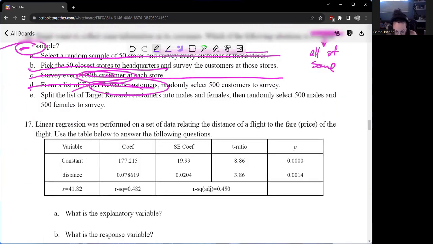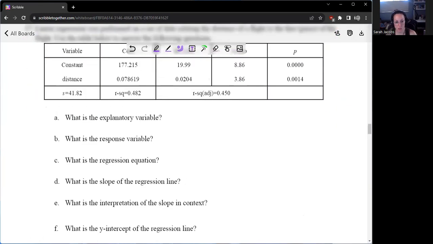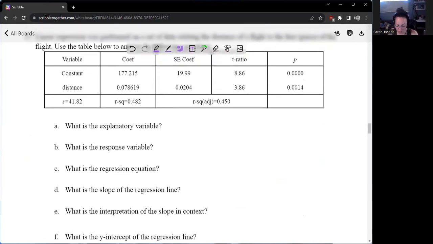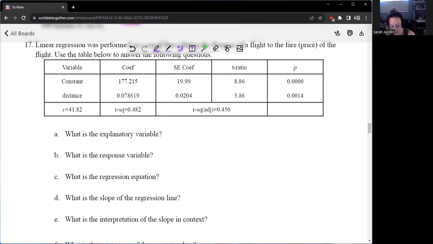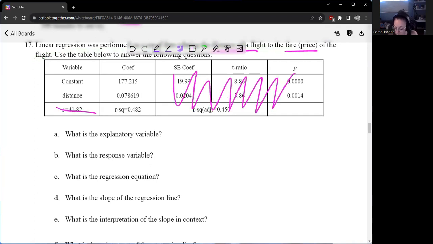Okay. 17. I have faith that you will all be able to do this by the end of the semester. Linear regression was performed on a set of data relating the distance of a flight to the fare, or the price. Use the table below to answer the following questions. First up, so far, we're not going to use any of these. We are only using this bit of information. We'll get into these, but not yet.